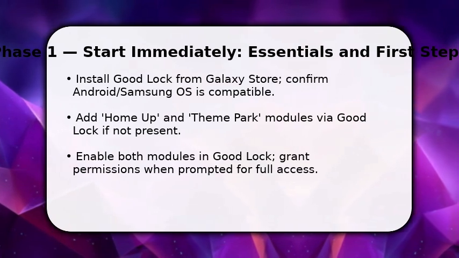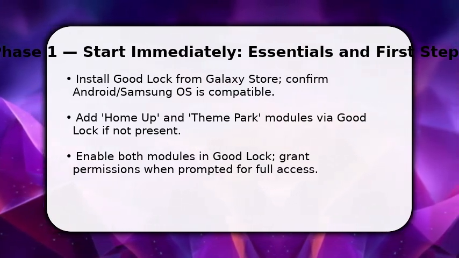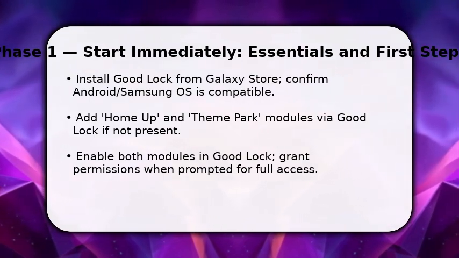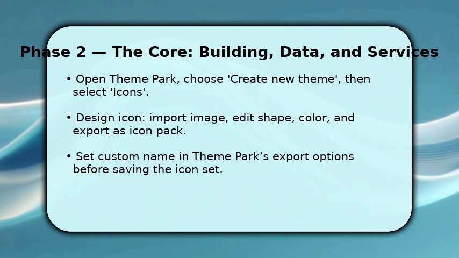Now open Good Lock, tap Home Up, and prepare to create a custom icon through Theme Park. This is where you change visuals and labels. Now you'll make the custom icon and name.